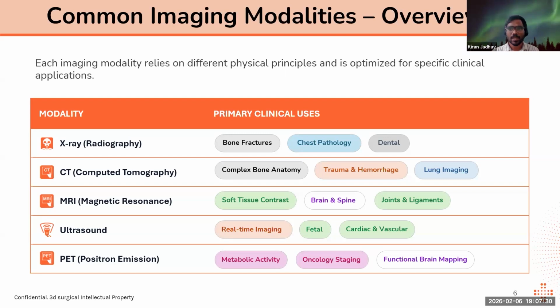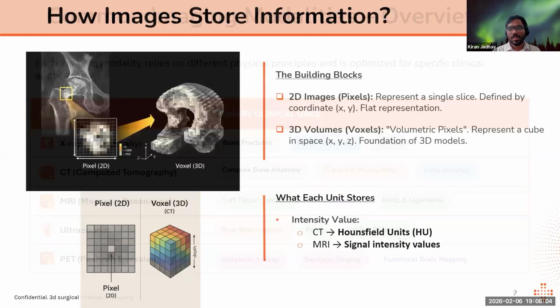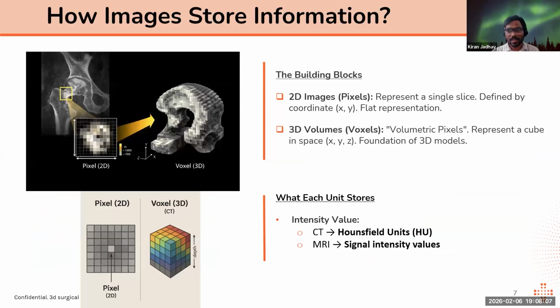But if you want to go deeper into a bony structure, then CT images are referred to most of the time. If you want to go deep into the soft tissue, then MRI is preferable. If you want real-time imaging, then ultrasound is used. For example, to check fetal development, ultrasound is most often used. And for metabolic activity, the PET scan is preferable.